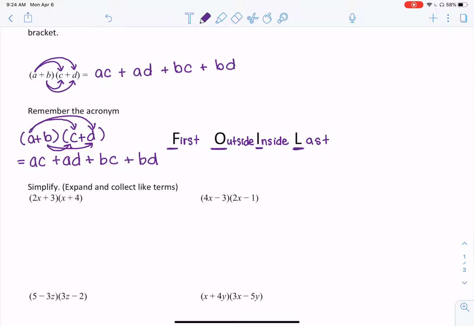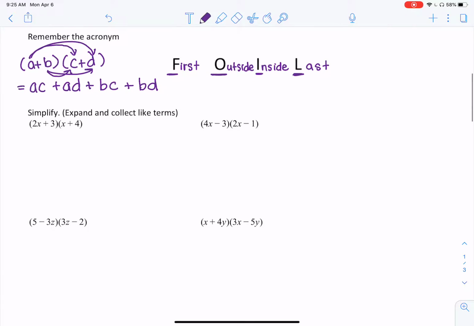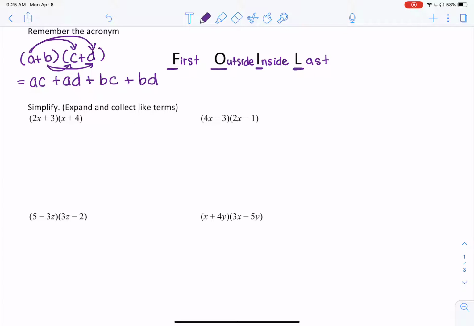It's up to you if you prefer the first option with just the arrows, or if you like the acronym. It doesn't matter, as long as you make sure you've multiplied everything there only once. So we're going to do a few practice ones, and we're going to expand. That multiplying out part where we do the arrows is referred to as expanding. And then we will simplify where we collect like terms. So anytime you're given something in brackets like this, we always want to expand it out and then simplify it back down.